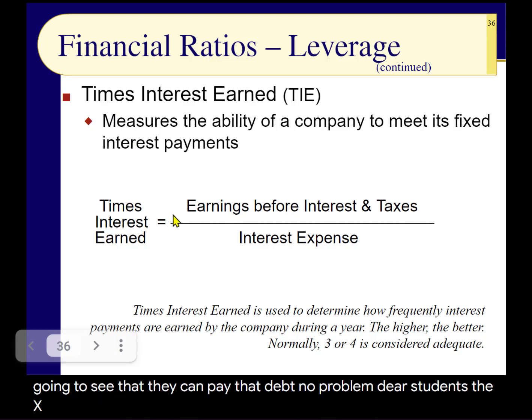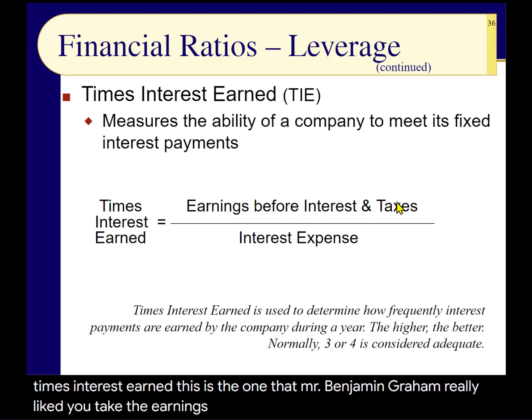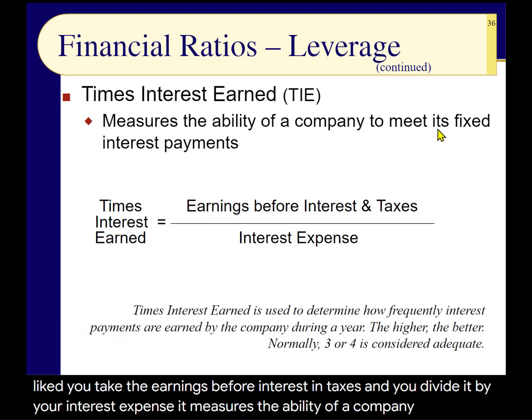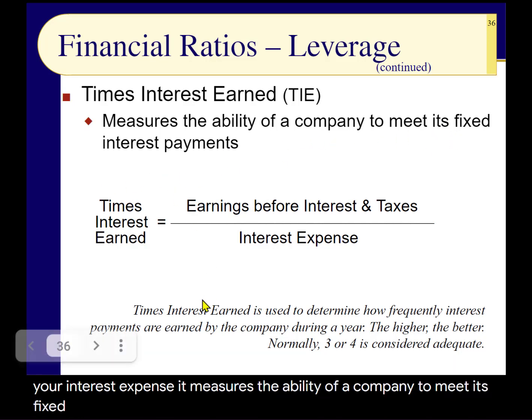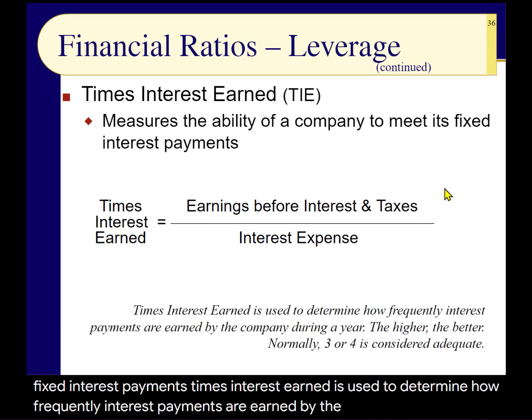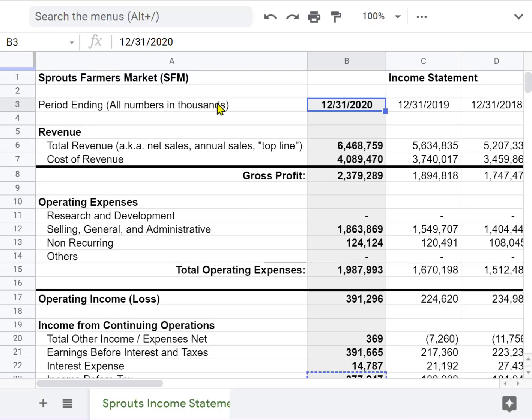The times interest earned, this is the one that Mr. Benjamin Graham really liked. You take the earnings before interest and taxes and you divide it by your interest expense. It measures the ability of a company to meet its fixed interest payments. Times interest earned is used to determine how frequently interest payments are earned by the company during a year. Obviously, the higher the better. 3 or 4 is considered adequate. Sprouts is 26.